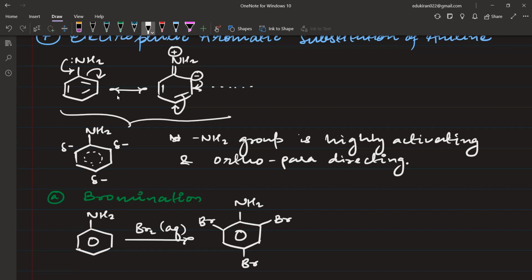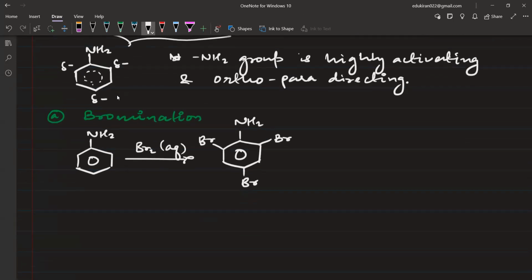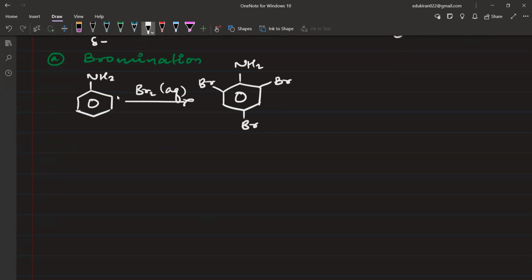Okay. Now this becomes a problem if I need a mono substituted product. That means I want bromine only at one place. Then for that, I need to get hold of this lone pair of electrons. This lone pair is the one that is activating the group and it is increasing the electron density at ortho and para positions. Now, in order to deflect this particular lone pair, we add an acyl group here. So please see what we do. We have NH2 and we react this with acetic anhydride.